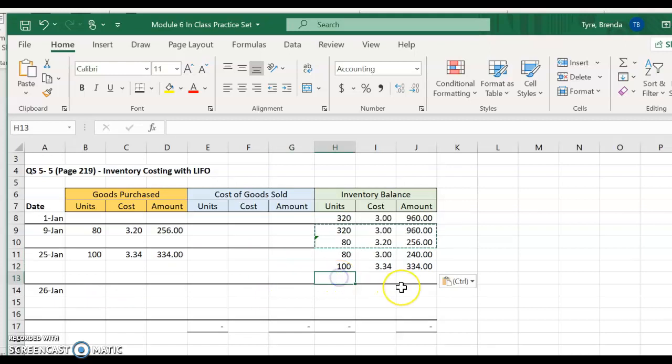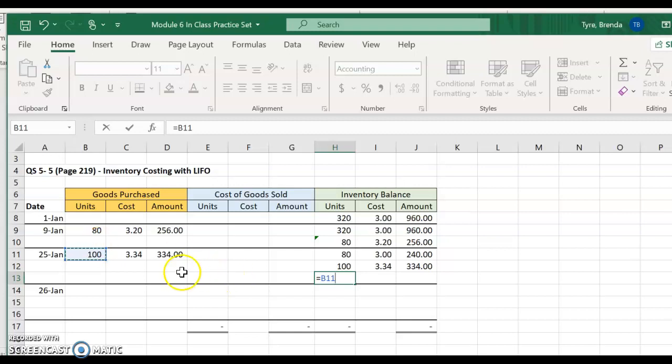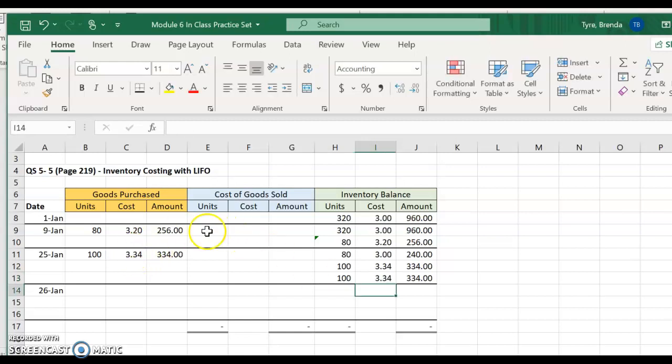And now, in addition, I'm going to bring over the 100 at 3.34, and I see I've got a problem there in this one. This one should be at 3.20, right? Okay, so I copied something very wrong. Let's fix that. So I should have 320 at 3. I should have 80 at 3.20, and I should have the 100 at 3.34.